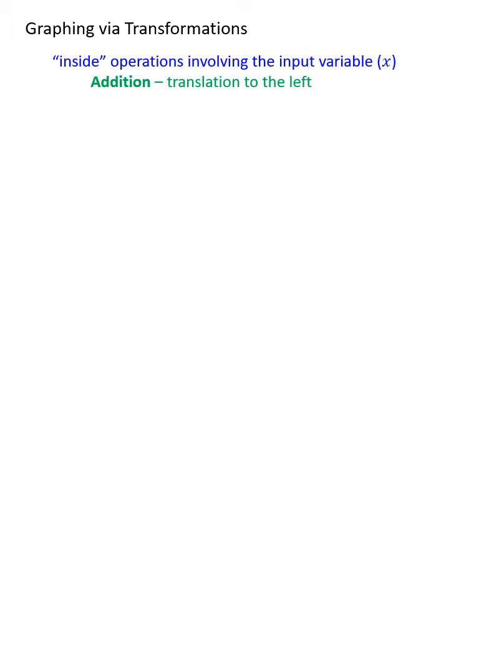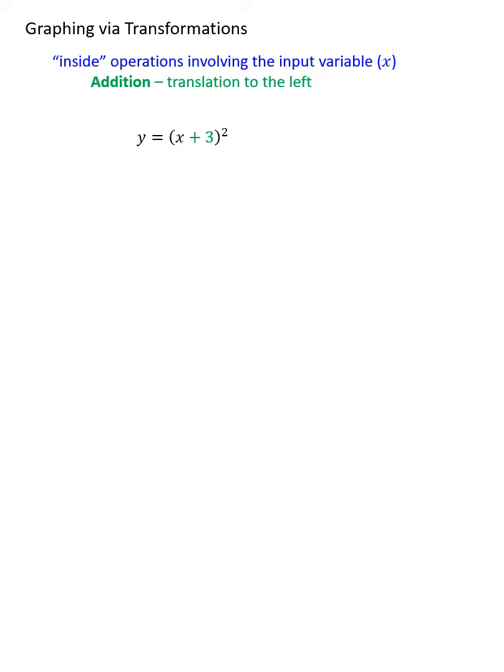So let's take a closer look at the transformation rules. First, we're going to take a look at what happens when you do an algebraic operation to the inside of a function, meaning to the input variable x. And we're going to start by looking at addition. If that seems a little vague, here's an example.